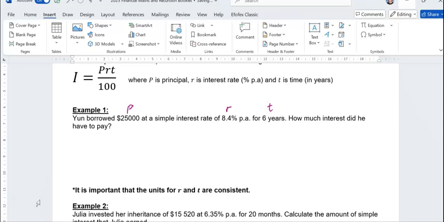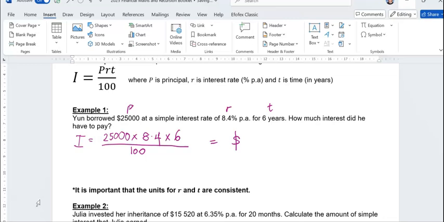So we've got the three variables given to us in the question, so we can use those three numbers and calculate the amount for interest. So the formula that we would use to calculate the interest that Yun has to pay would be the principal, which is 25,000. We multiply that by the rate, which is 8.4, and then we multiply that by 6 for the time, divide that by 100, and we'll be given the amount of money that is Yun's interest.